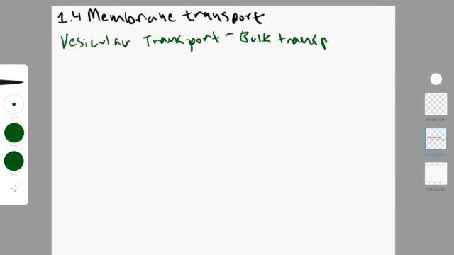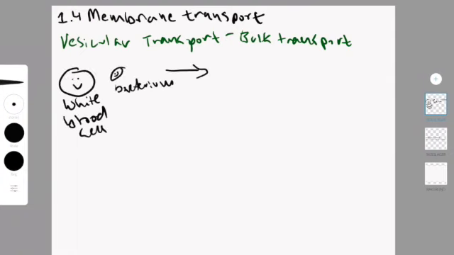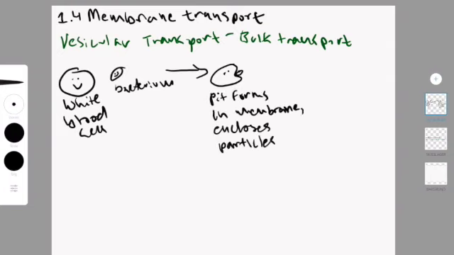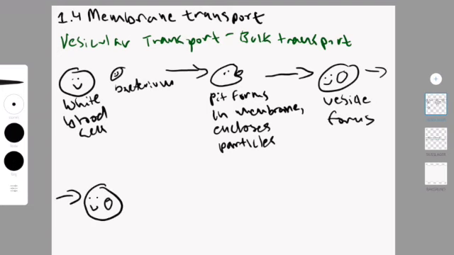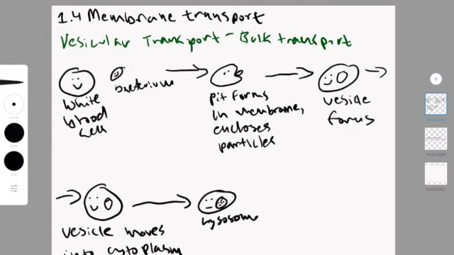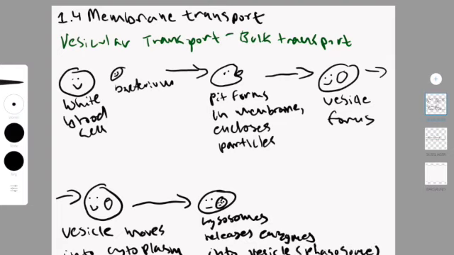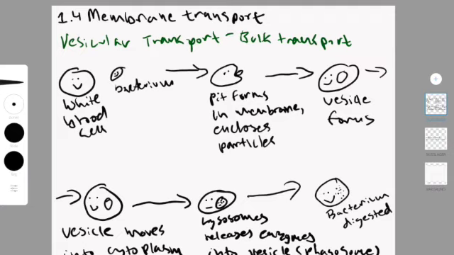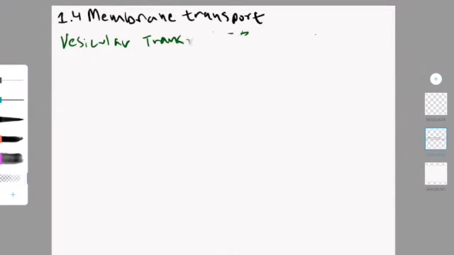So now let's talk about bulk transport, which is also called vesicular transport. This is active transport, so you need ATP. So you have a white blood cell and you have bacteria. A pit forms in the membrane of the white blood cell, and the membrane encloses the particles. A vesicle is formed, and then the vesicle moves into the cytoplasm. Lysosomes release enzymes into the vesicles, which are phagosomes, and the bacteria is digested.